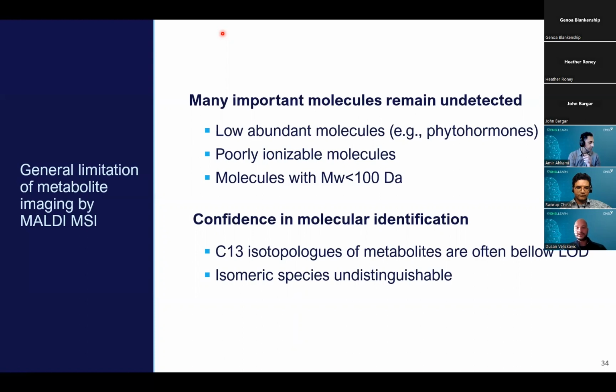Metabolites are small molecules, and because of that they have a low number of carbon atoms. Because of that, especially for low abundant molecules, C13 isotopes are very often below the limit of detection. For molecular identification and for assigning an accurate molecular formula, we use the fine isotopic pattern, so we are limited here because we cannot see the higher isotopes like C13. Also, a problem inherent to mass spectrometry is that isomeric species, which have the exact same molecular formula even if they have different functional groups, are indistinguishable in MALDI mass spectrometry imaging.